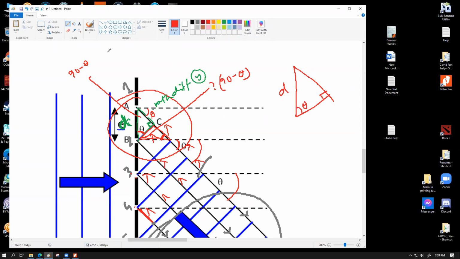So if this is the case, I label this side as Y, which was my path difference. Y equals D sin theta, right? Yes, sir. Take a look, this is the opposite side of the angle. Y equals d sin theta, which means d sin theta is always your path difference, no matter what.